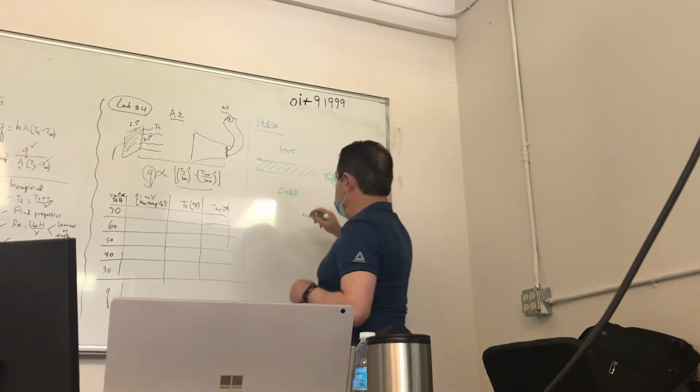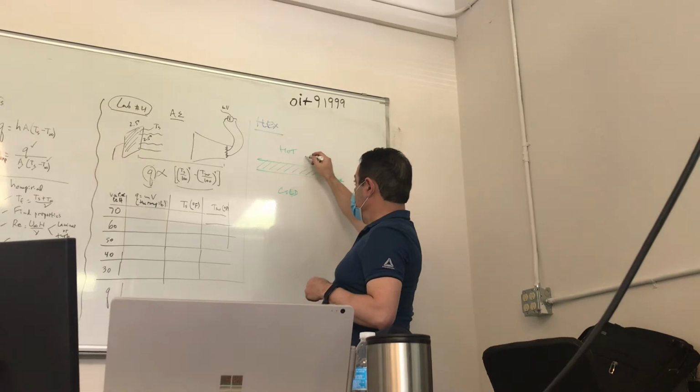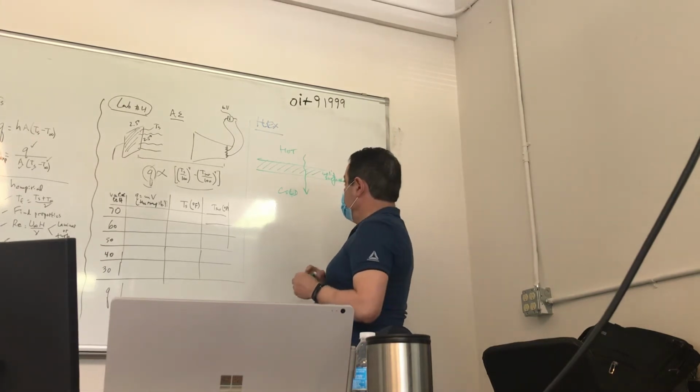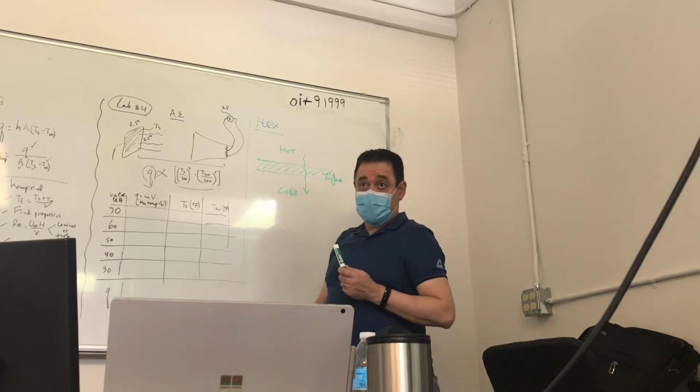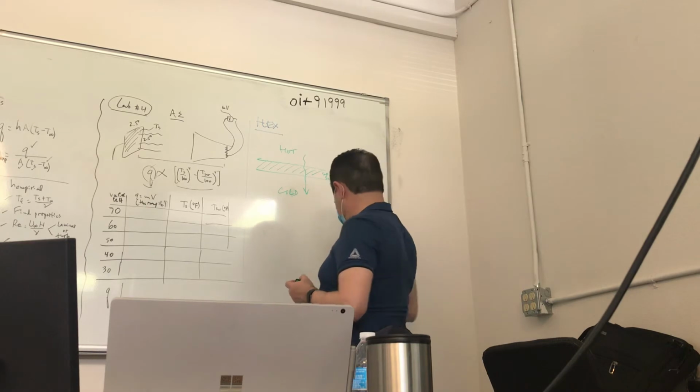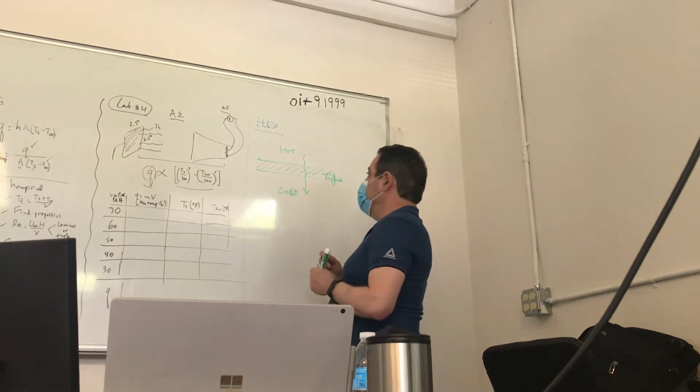Okay? And because this is a hot fluid and this is a cold fluid, typically the heat always goes from hot to cold, right? The number of resistances the fluid will encounter as it goes from hot to cold is going to be a total of 5.